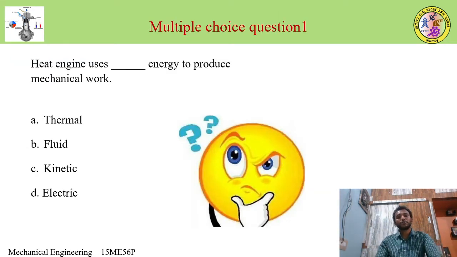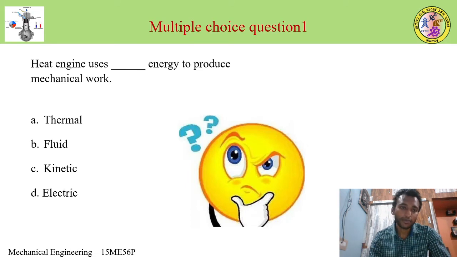Next we come to the multiple choice questions. So if you have understood all the topics which I have explained in the previous slides, then you can easily answer these questions. Let's come to the first question. A heat engine uses dash energy to produce mechanical work. So we know that a heat engine converts one form of energy into another form.